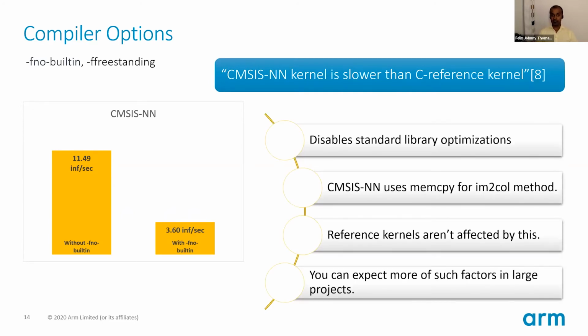What this -fno-builtin does is it disables standard library optimizations. And CMSIS-NN uses memcpy for its image to column methods and also to read 4 bytes at a time. And reference kernels aren't affected by this. So what I'm trying to say here is you can expect more such factors in large projects comprising sub-projects over which you do not have control.